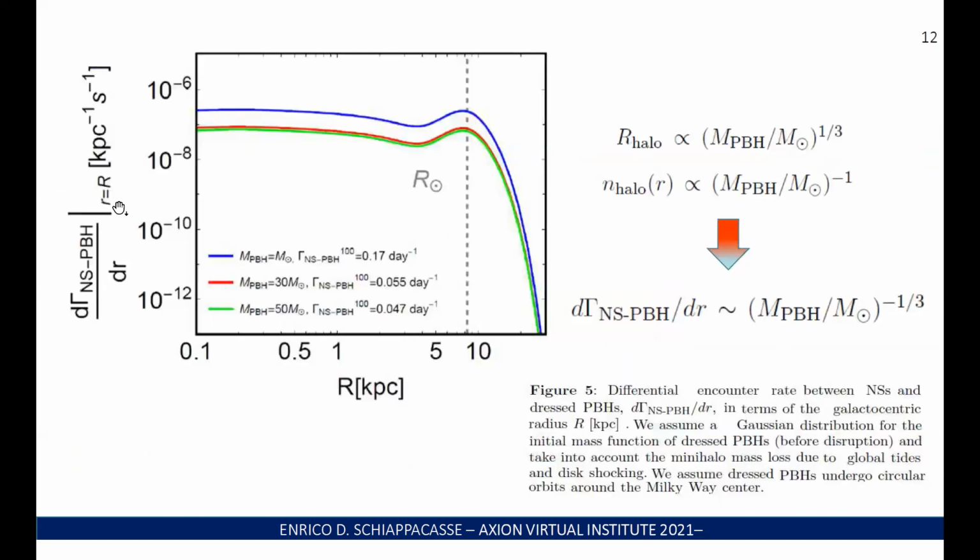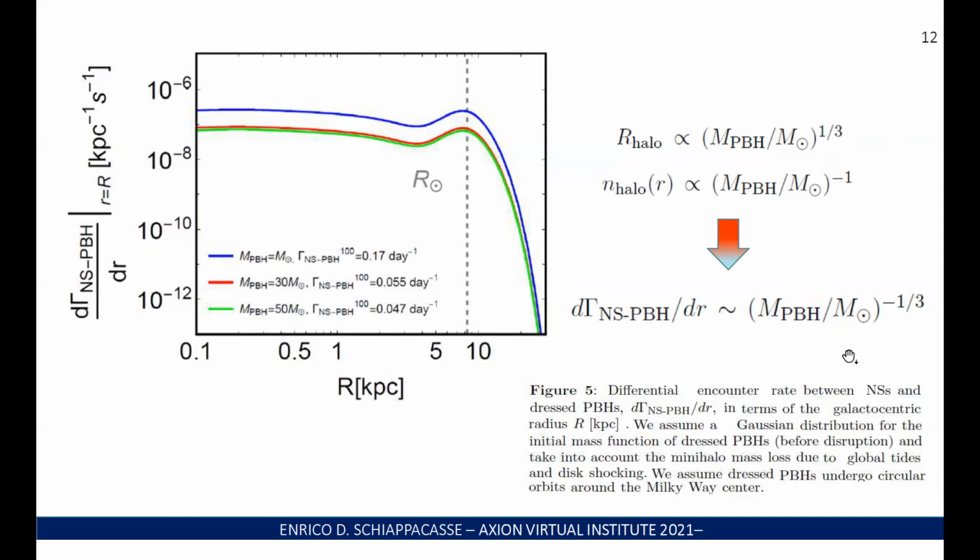This is the differential cross-section with respect to the orbital radius. And we see that in the local neighborhood, the differential cross-section is of the order of 10 to the minus 7 per kiloparsec per second. That gives a total encounter rate of the order of 0.1 or 0.01 per day, which is a reasonable number. One important thing to mention is that the encounter rate is proportional to the central primordial black hole mass to the power of minus 1/3.